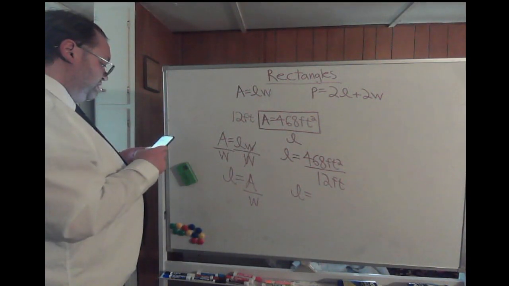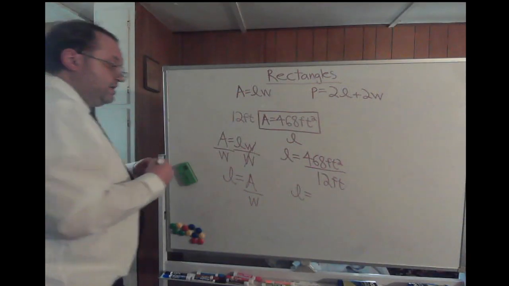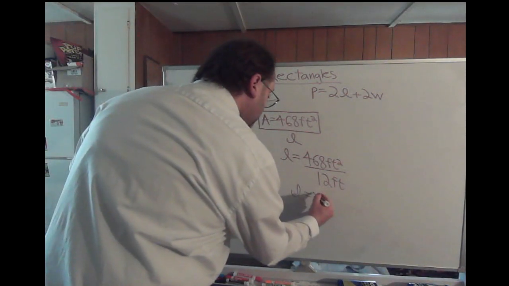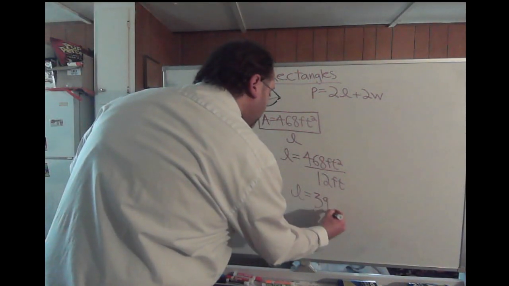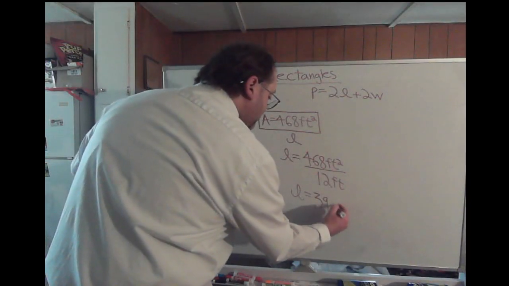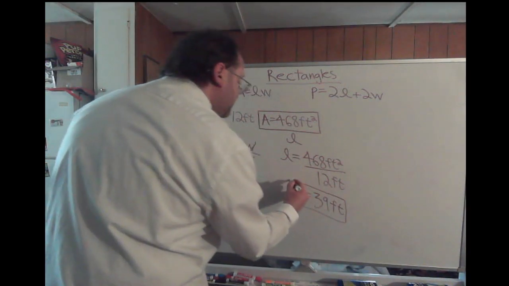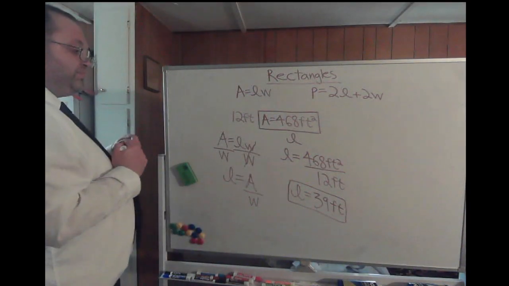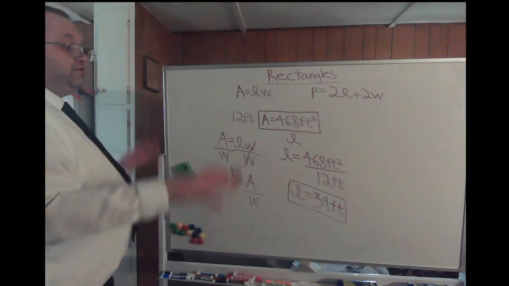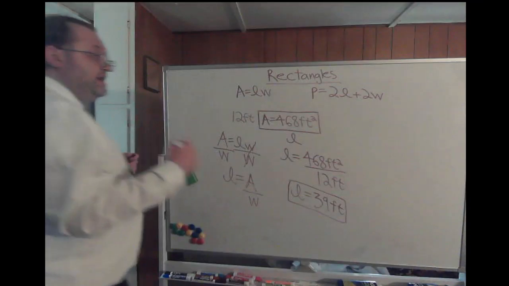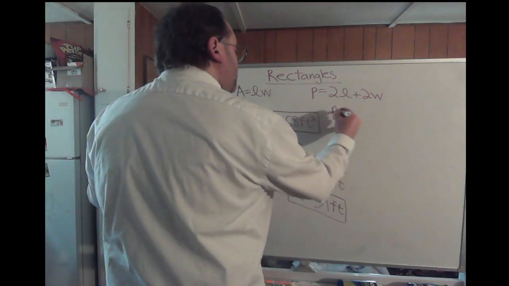468 divided by 12, that's 39. So you'd have 39 feet squared divided by feet, that's just feet. So your length would be 39 feet for this rectangle. Alright, so now you found your length, you found the missing side. Now we're going to find the perimeter.